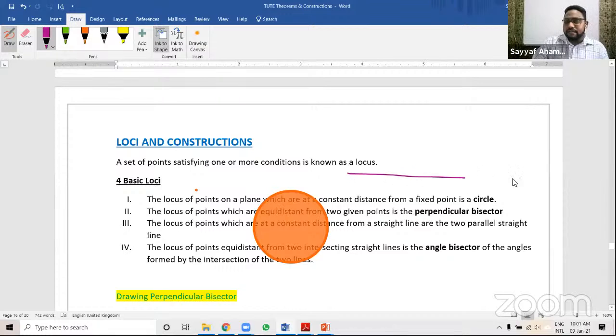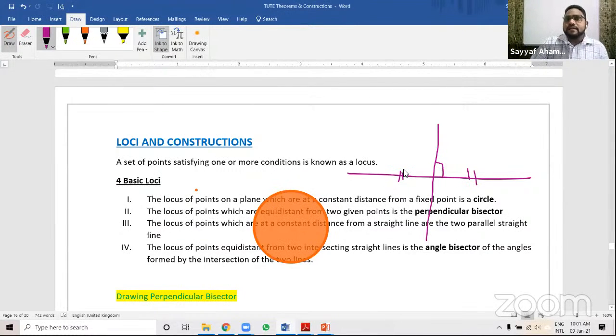Then what is your perpendicular bisector? You will have a line and you will have to draw your perpendicular bisector, the steps and all given to you. So what is the meaning of perpendicular bisector? Perpendicular means 90 degrees, and then bisecting the length into 2, right?